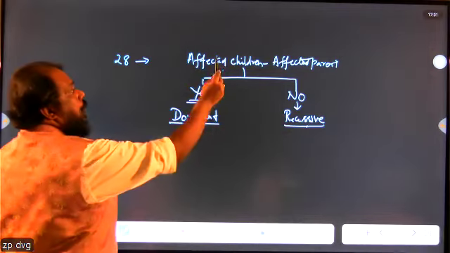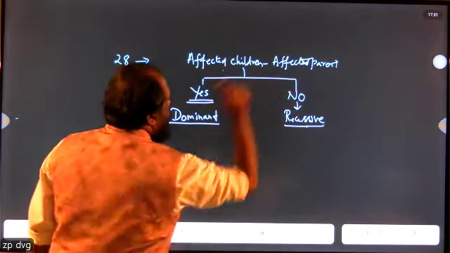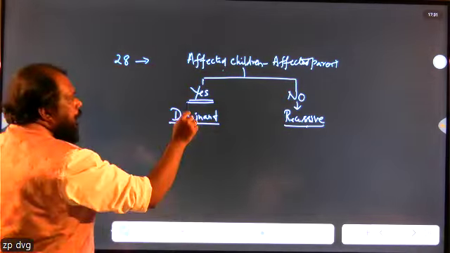How will you find out? Affected children, if they have an affected parent, if the answer is yes, the trait is due to a dominant gene. If the answer is no, then the trait is due to a recessive gene. In the dominant case, you have to find out whether it is autosomal or X-linked.